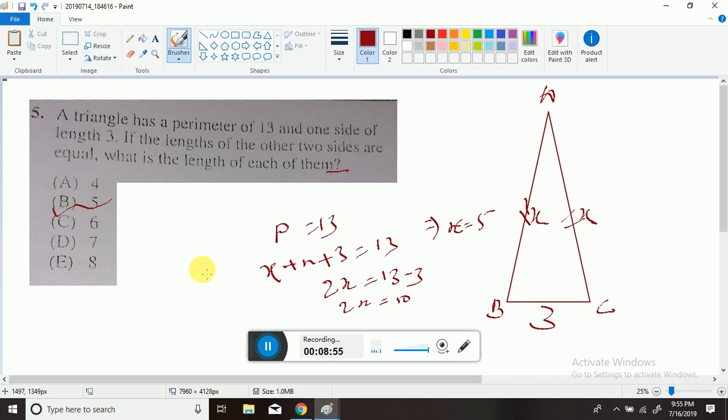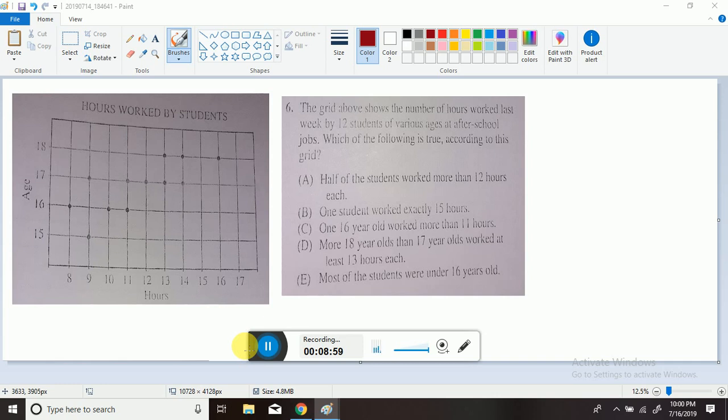So please be careful with this type of easy question. Okay, now this question is about graphs. We need to know how to observe this graph and how to plot them. The grid above shows the number of hours worked last week by 12 students of various ages at after school jobs. Which of the following is true according to the grid? We have to watch the grid, give the information, and read everything.